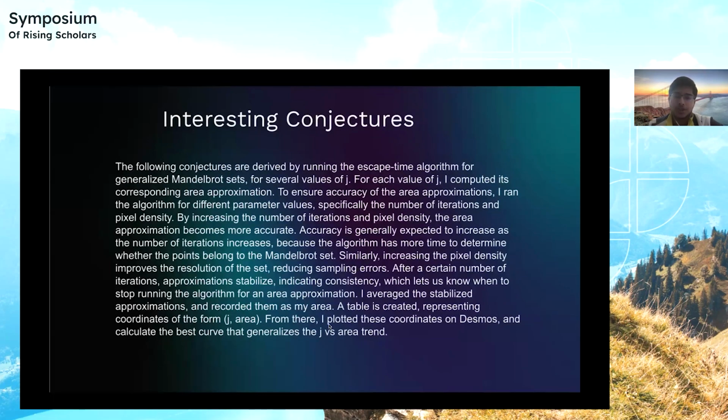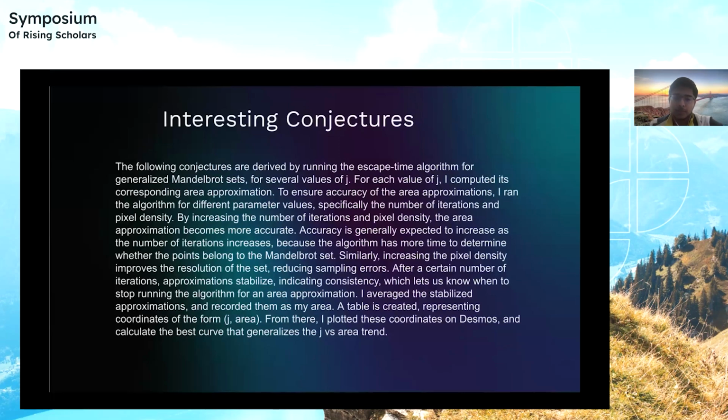The following conjectures are derived by running the escape time algorithm for generalized Mandelbrot sets for several values of j. For each value of j, I computed its corresponding area approximation. To ensure accuracy of the area approximations, I ran the algorithm for different parameter values, specifically the number of iterations and pixel density. By increasing the number of iterations and pixel density, the area approximation becomes more accurate.